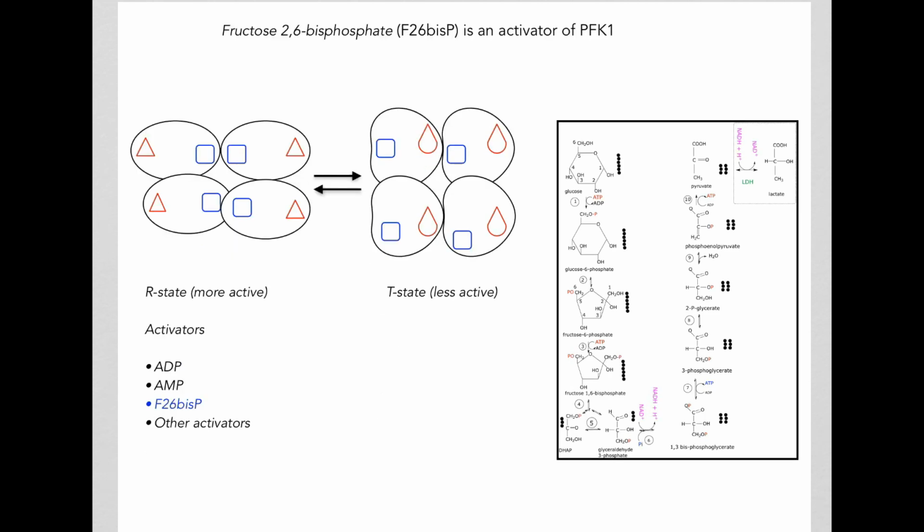Note that one of the activators for this enzyme is this chemical here, which is fructose 2,6-bisphosphate. Now remember the product of this enzyme is fructose 1,6-bisphosphate. But here we are talking about fructose 2,6-bisphosphate being an activator of this enzyme.